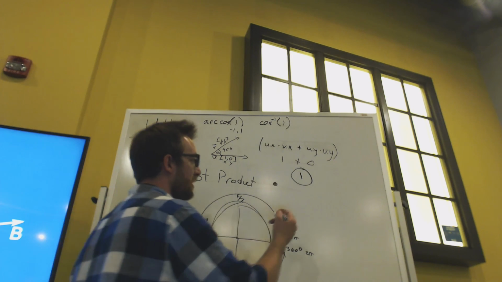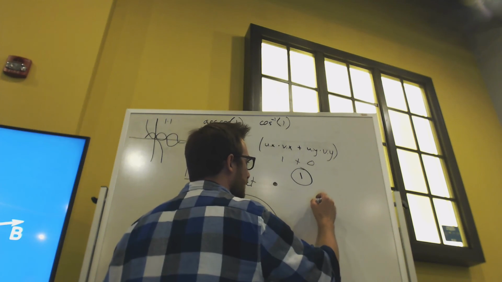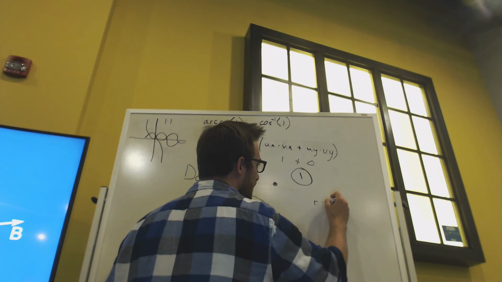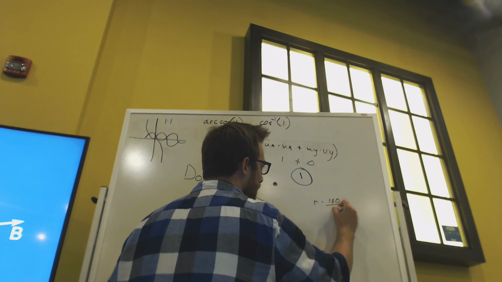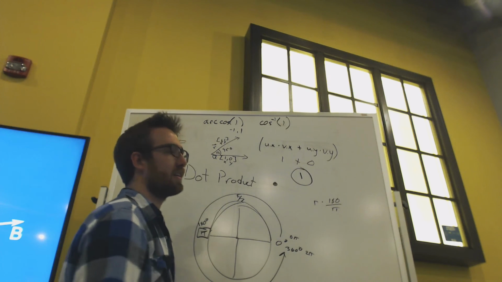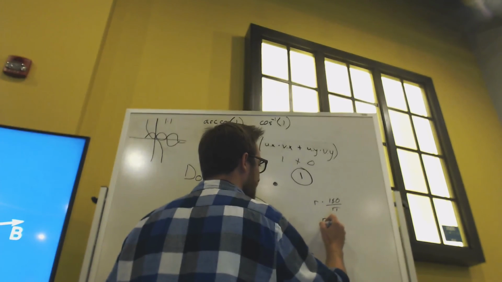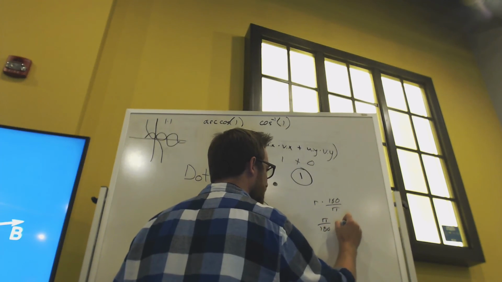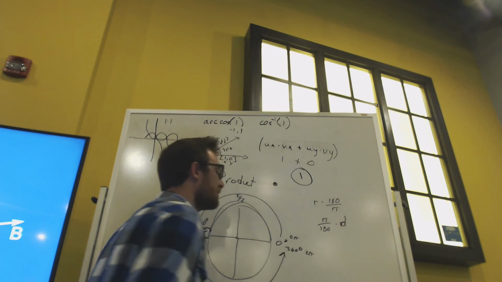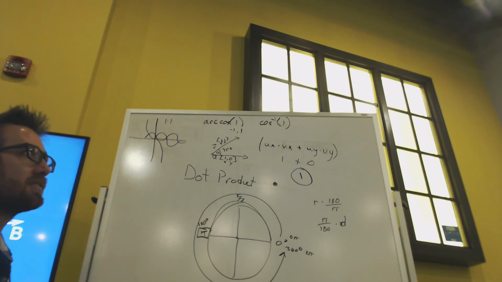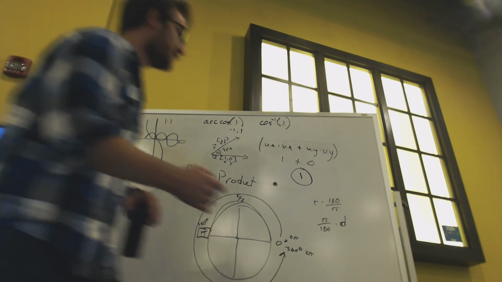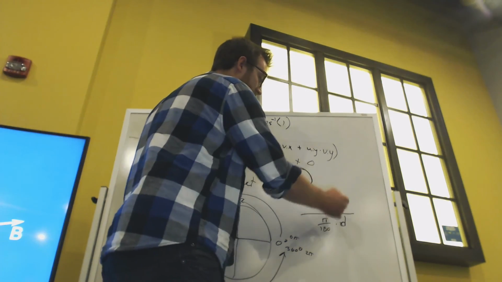And then to convert it, what is it? The radians times 180 divided by pi. Is that right? I always mix these up, and then it's the opposite of that. Pi divided by 180 times your degrees. Yeah. So from radians to degrees, degrees to radians.